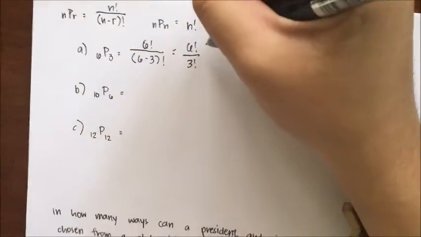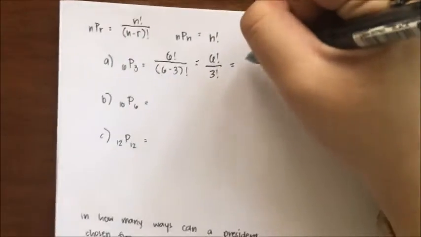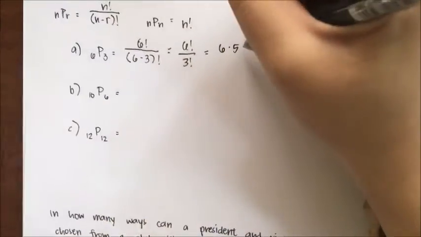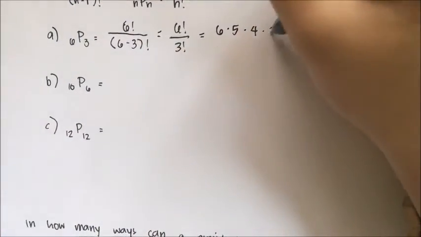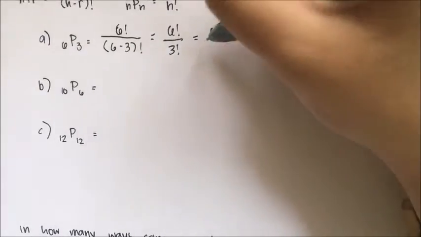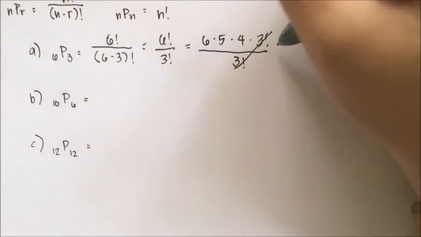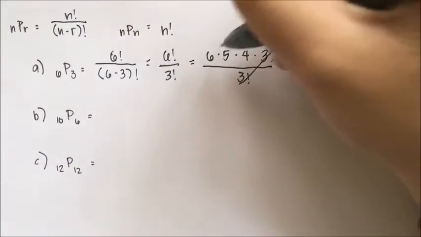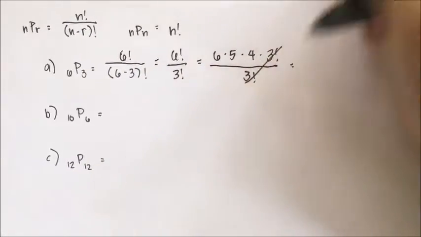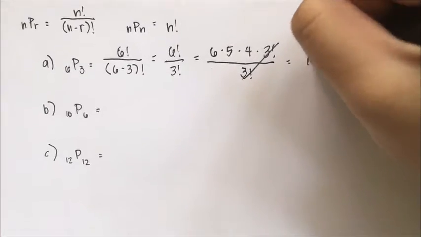Now, we're going to take the factorial of 6. 6 times 5 times 4 times 3 factorial. We stop at 3 because our denominator is 3, so we're going to cancel. We're going to multiply 6 times 5 times 4, so our answer is 120.